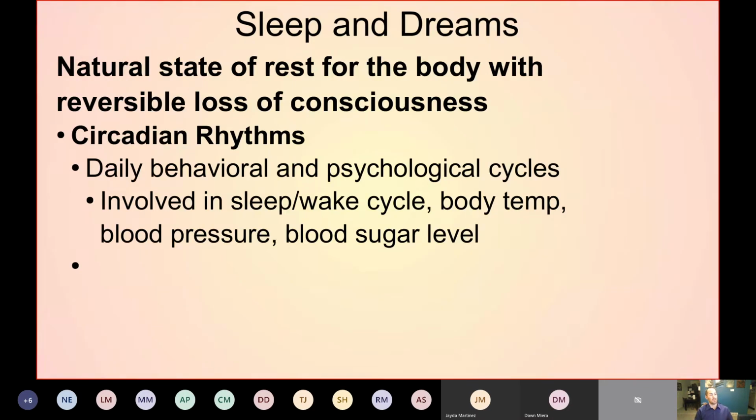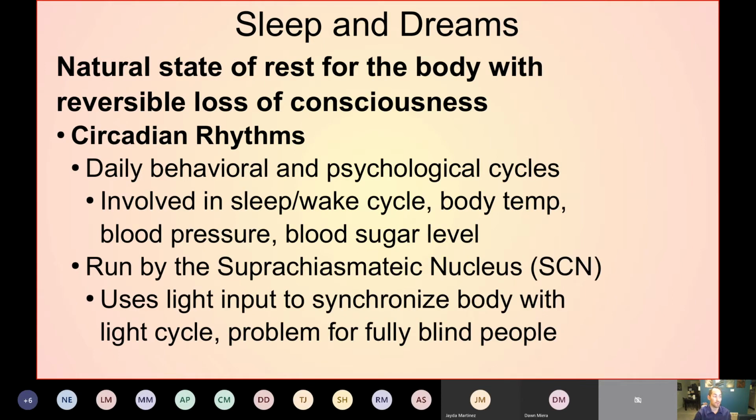Sleep and dreams. The natural state of rest for the body, with that loss of consciousness that's recoverable, is called sleep. And you've probably heard of circadian rhythms. Essentially, it's your body's daily, or it should be daily, sleep and wake cycle. It also includes your body temperature, blood pressure levels, and hormone levels. They all follow this kind of rhythm day by day.